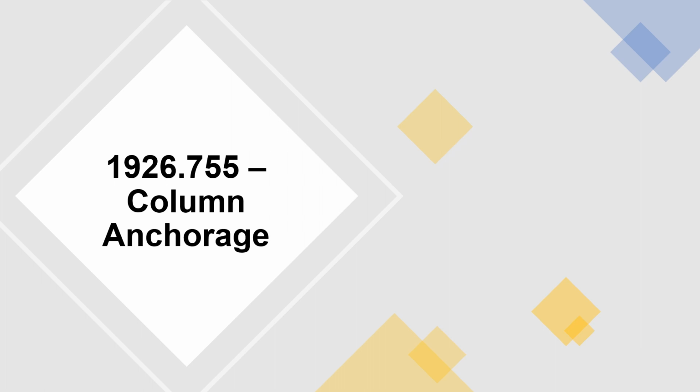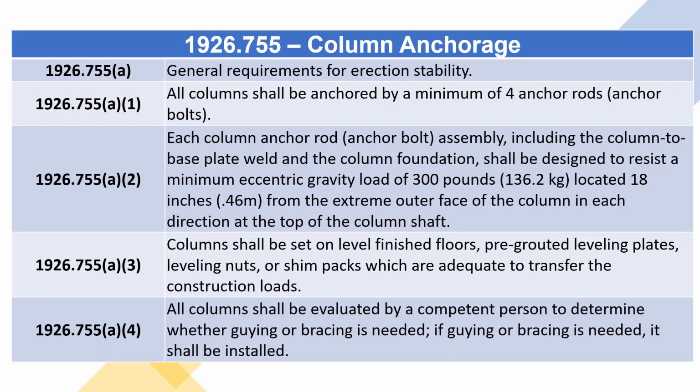1926.755. Column anchorage. 1926.755 A. General requirements for erection stability. 1926.755 A1. All columns shall be anchored by a minimum of 4 anchor rods (anchor bolts). 1926.755 A2. Each column anchor rod (anchor bolt) assembly, including the column to base plate weld and the column foundation, shall be designed to resist a minimum eccentric gravity load of 300 pounds (136.2 kilograms), located 18 inches (0.46 m) from the extreme outer face of the column in each direction at the top of the column shaft. 1926.755 A3. Columns shall be set on level finished floors, pre-grouted leveling plates, leveling nuts, or shim packs which are adequate to transfer the construction loads.